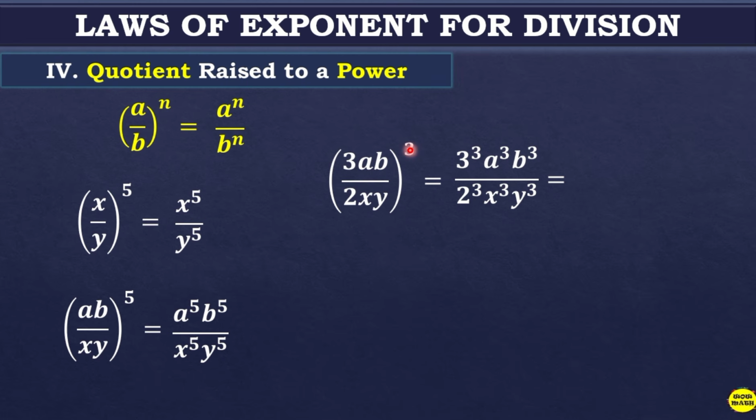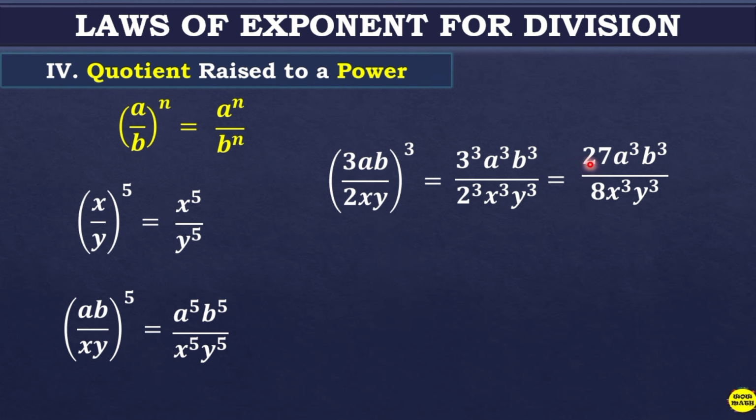Okay? And then, simplify. 3 times 3 times 3, that is 27. And then 2 times 2, 4 times 2, that is 8. So, and then copy natin yung literal coefficient. A cube, b cube, x cube, y cube. Okay? So, now, meron ako dito 27 and 8. Kung pwede siyang i-divide, i-divide natin. Kung pwede pa siya i-lowest term, i-lowest term natin.